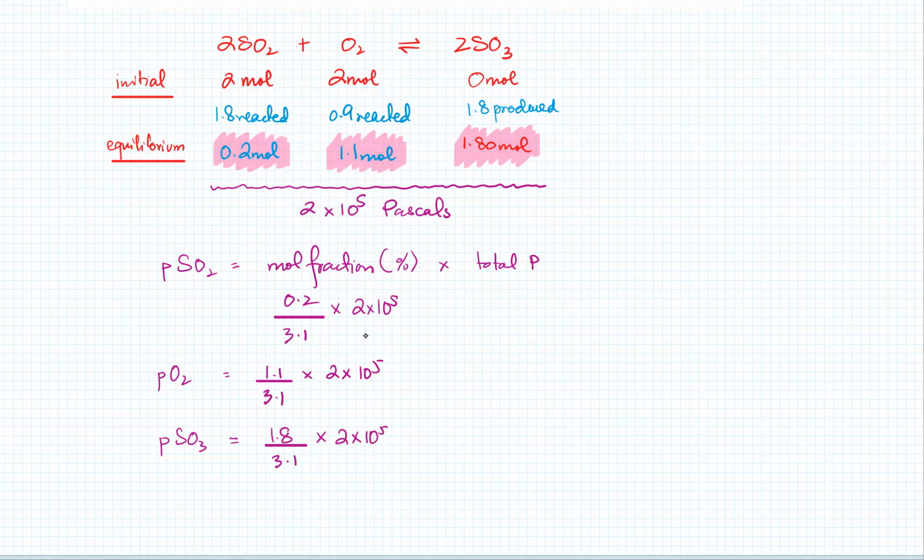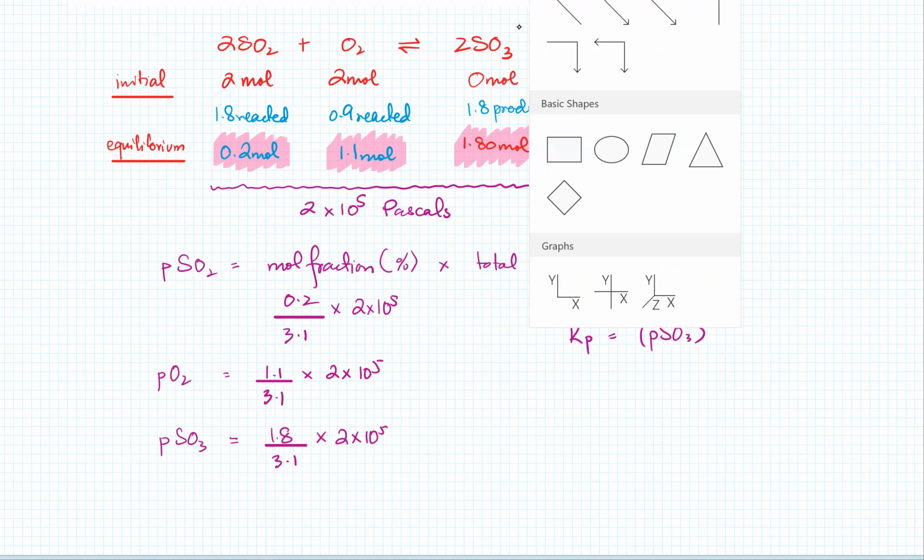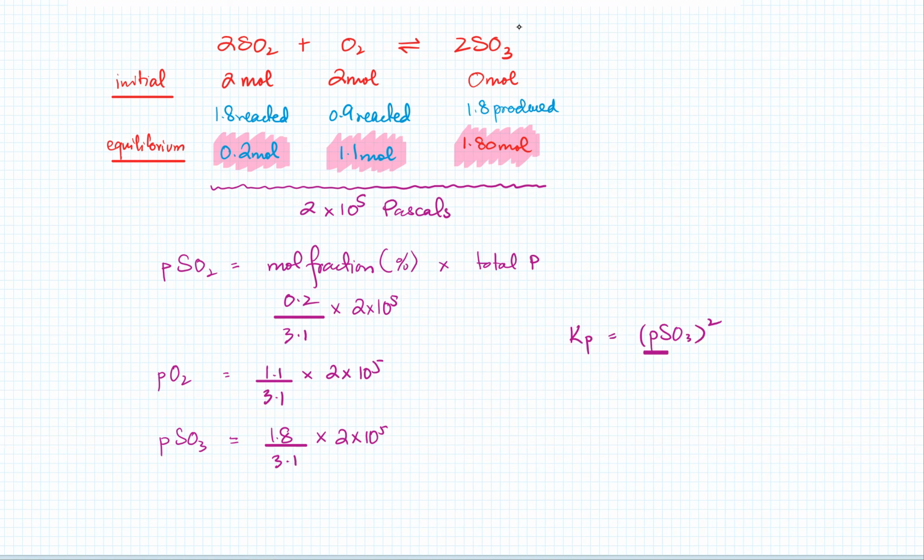So all these pressures have come in, and you're going to use the same KP expression. So I'm going to just plug it in. It's PSO3 squared divided by PSO2 squared times PO2.